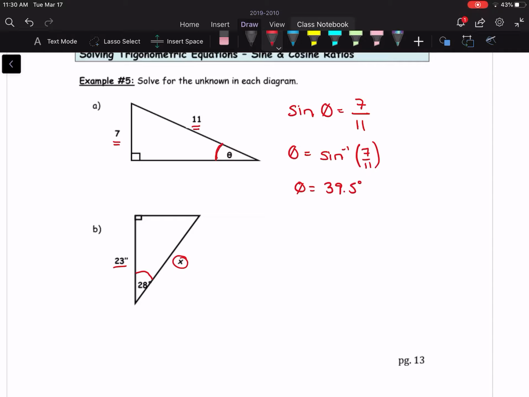So SOHCAHTOA should be going on in the back of our minds here. Adjacent and hypotenuse is cosine. So cosine of 28 degrees should equal the length of the adjacent side divided by the length of the hypotenuse. And we're going to go ahead and rearrange this equation to solve for x. And when we type that into our calculator, we should end up with about 26.0, and our units here are inches, the same units that our adjacent side length is given in.